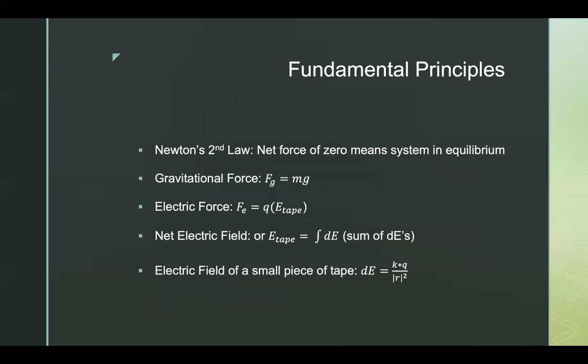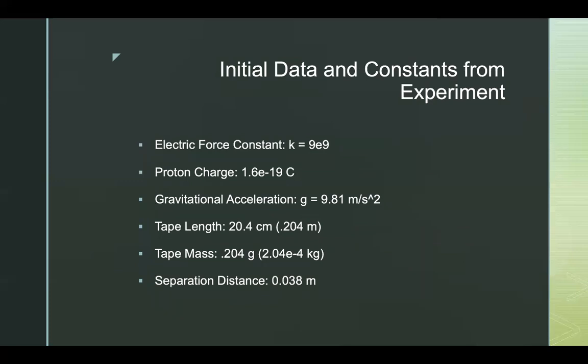Some of the fundamental principles we use in this experiment are Newton's second law. So the net force of 0 means that our system is in equilibrium, which is how we can assume that force of gravity equals electric force. Then we have our formulas for gravity and electric force, the net electric field, and the electric field of a small piece of tape. So here are the initial data and constants from our experiment.